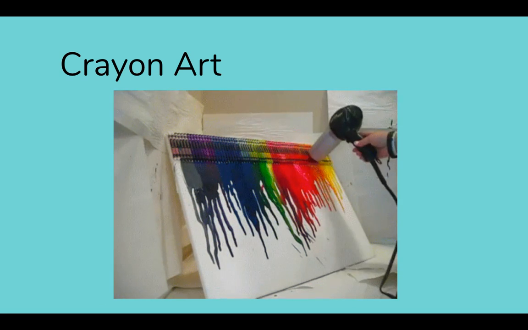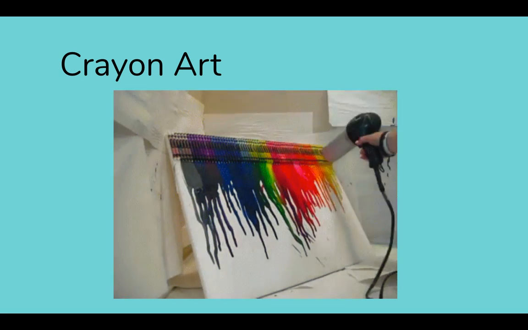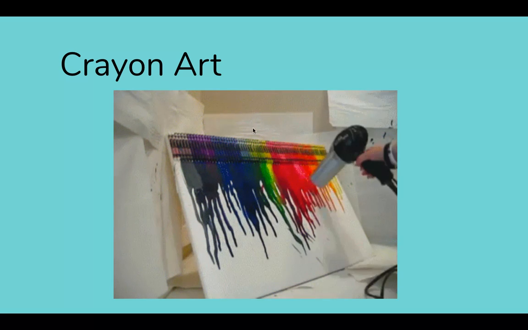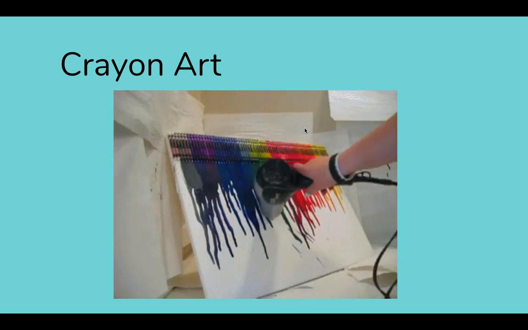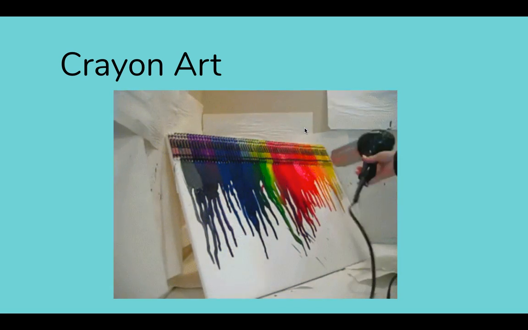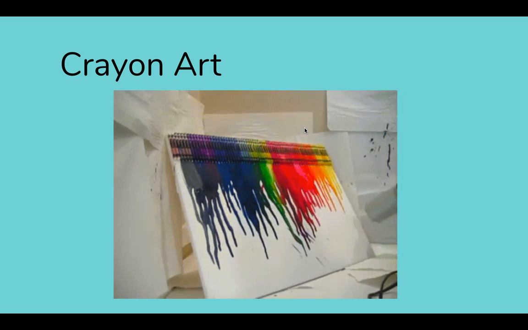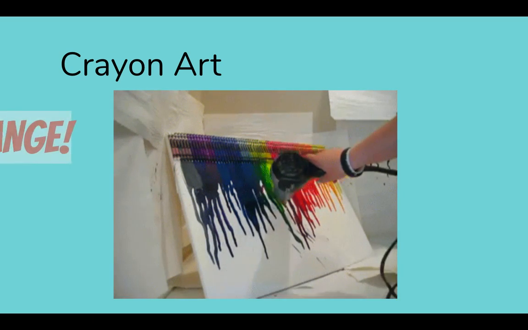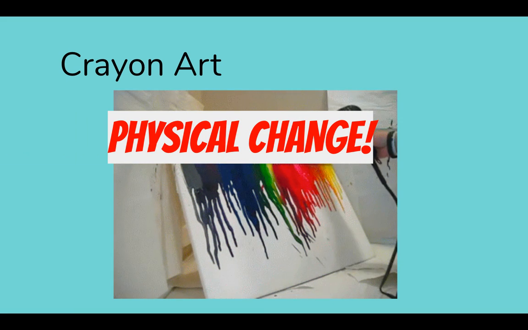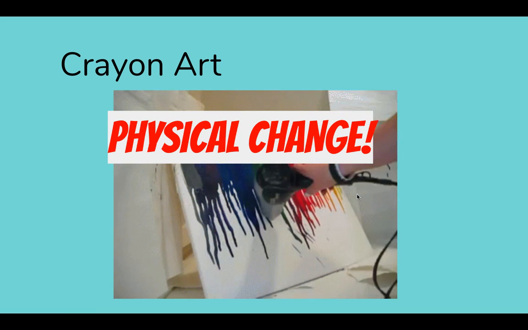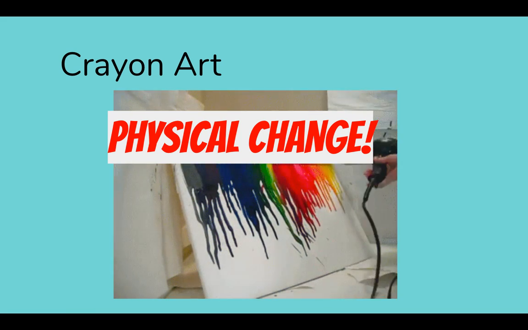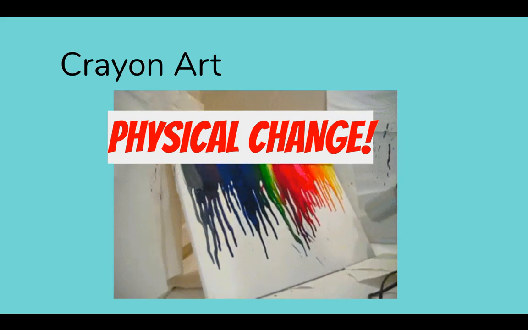What about this crayon art? So she takes these crayons and she tapes them to the top of this easel looking thing, and then she takes her hair dryer and starts doing this. Is this a chemical or physical change? This is a physical change. By using the heat of that hair dryer, all she's really doing is melting the crayons. She's changing the appearance of the crayons by changing the phase that they are in. This is a physical change.